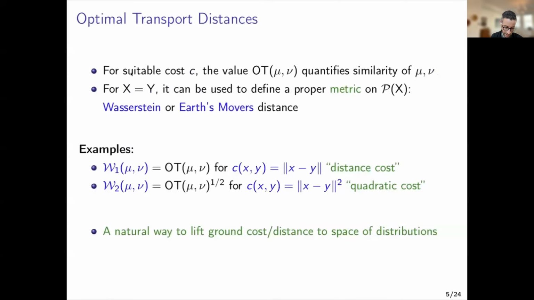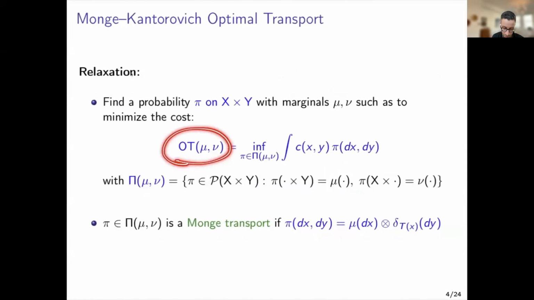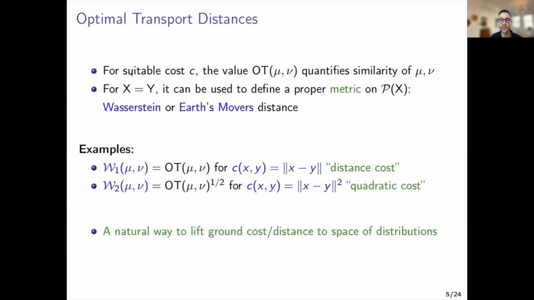One reason why optimal transport has become very popular is that it gives rise to optimal transport distances. Basically, we can think of this number here, the optimal value, as quantifying how different or similar the measures mu and nu are, at least when the cost function is suitable. In particular, if both spaces are the same space, say R^d, then for suitable cost, this would define a metric on the space of distributions on X, often called the Wasserstein distances or earth mover distances.